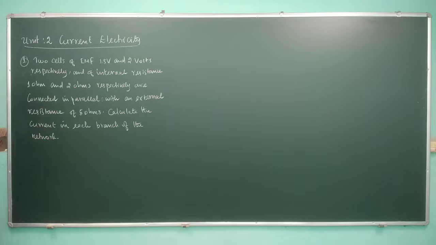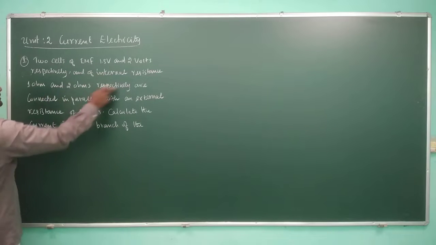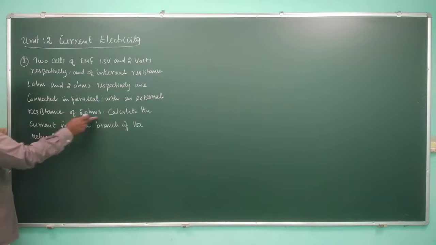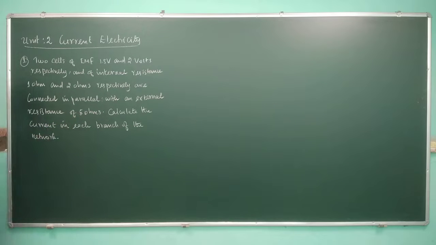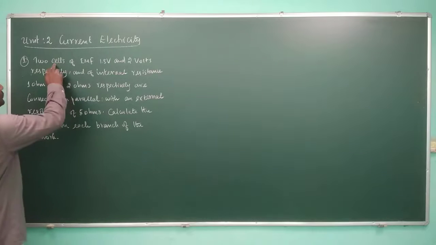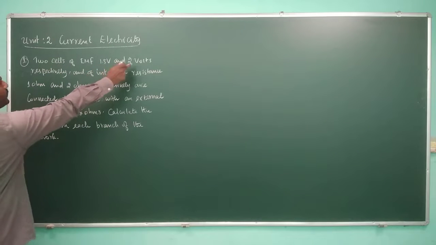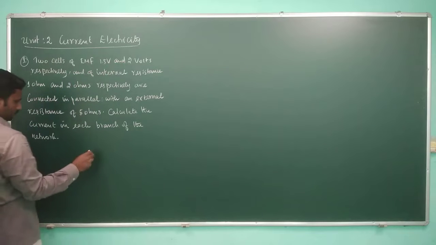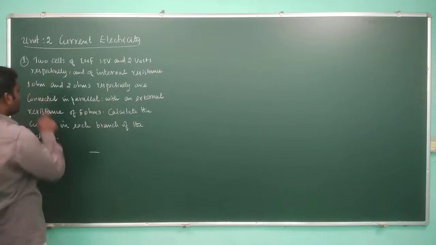What is the question? Two cells of EMF 1.5 volt and 2 volts respectively and of internal resistance 1 ohm and 2 ohms respectively are connected in parallel with an external resistance of 5 ohms. Calculate the current in each branch of the network. If you read simply the problem, you won't be able to understand. You need to sketch the diagram out of it. So first, there are two cells of EMF 1.5 volt and 2 volt whose internal resistances are 1 ohm, 2 ohm. There are two cells connected in parallel.